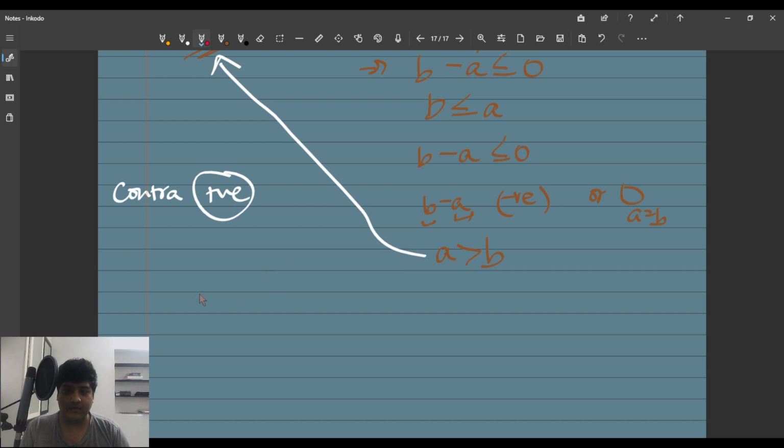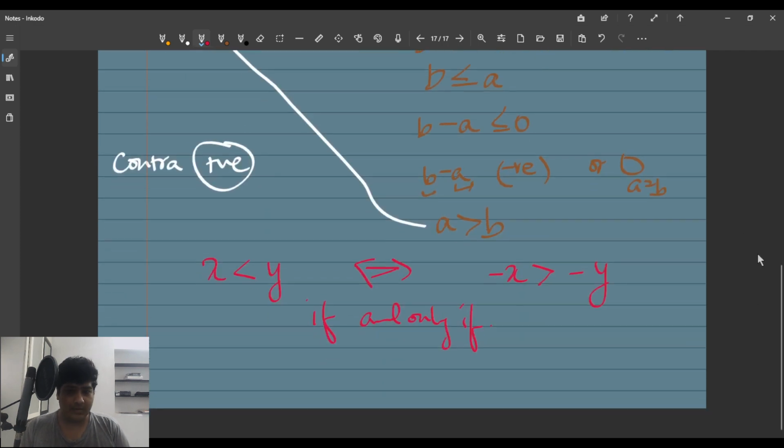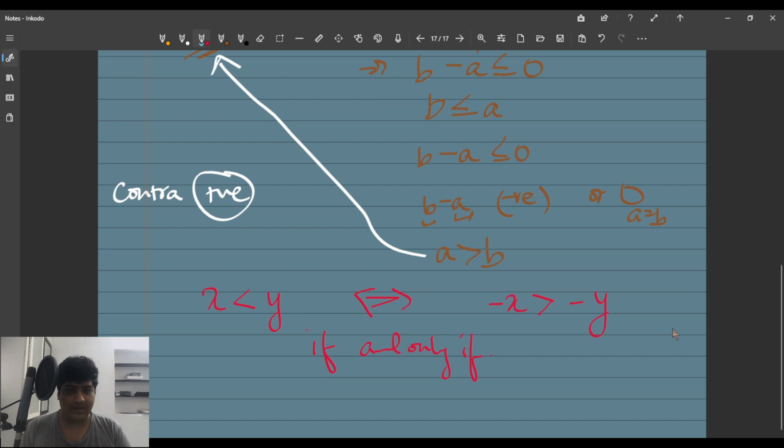So hence we have proved what? x is less than y, this both-way implication, to minus x is greater than minus y. The inequality reverses. So this is an if and only if statement. So this is what I left out in the previous lecture. I hope you understand, and I hope you understand the importance of mathematical reasoning now.